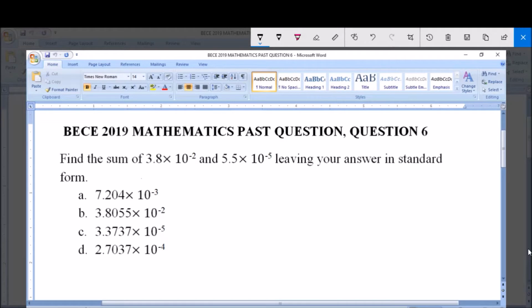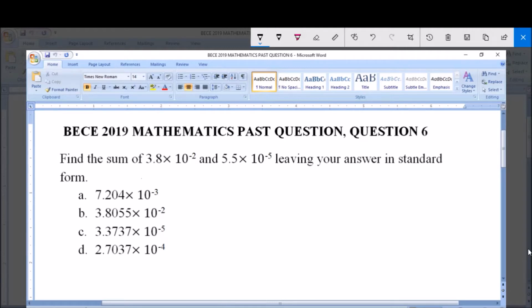A. 7.204 times 10 raised to the power of minus 3. B. 3.8055 times 10 raised to the power of minus 2. C. 3.3737 times 10 raised to the power of minus 5, and D. 2.7037 times 10 raised to the power of minus 4.